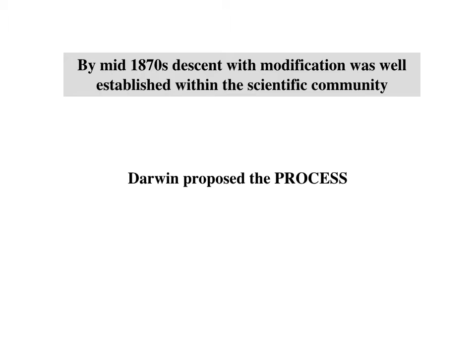But for the most part, by the 1870s, at least the model of descent with modification was accepted, but we were still arguing about the process. It wasn't until about the 1920s, 1930s, what we call the modern synthesis, that we as a scientific community said, okay, yes, we now not only have a good description of the pattern, but we also have a good description of the process, and that process is descent with modification. Darwin was the one that proposed the process.